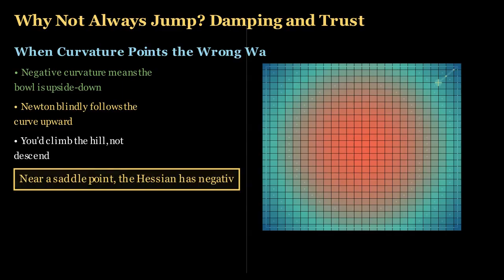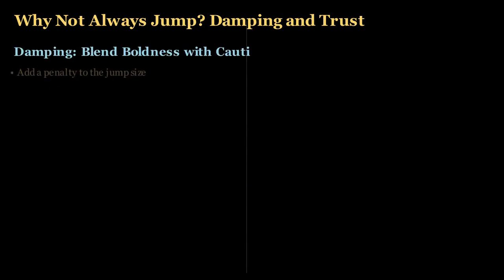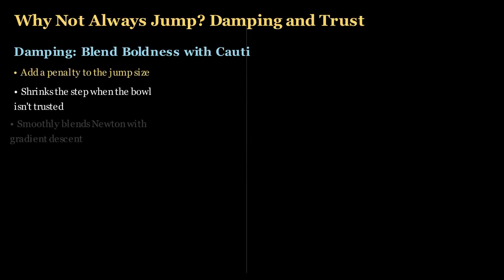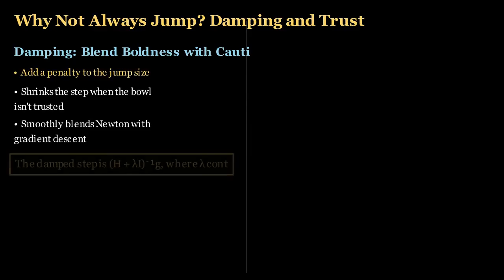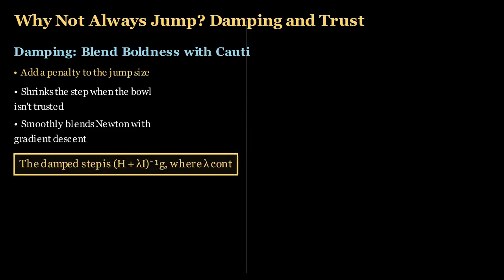To fix this, we add a damping factor, a penalty on large steps. This shrinks the Newton jump, blending it with a cautious gradient step. When the bowl looks trustworthy, we step boldly; when it doesn't, we inch forward like first-order methods.